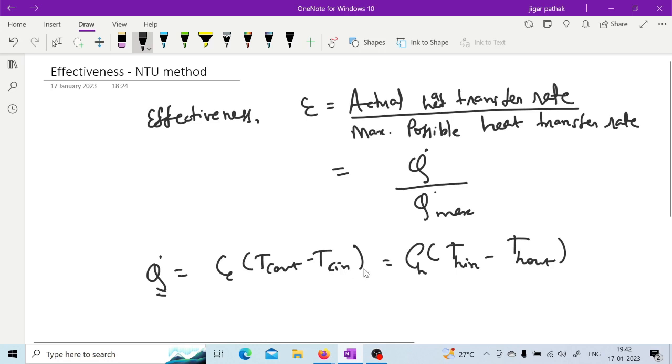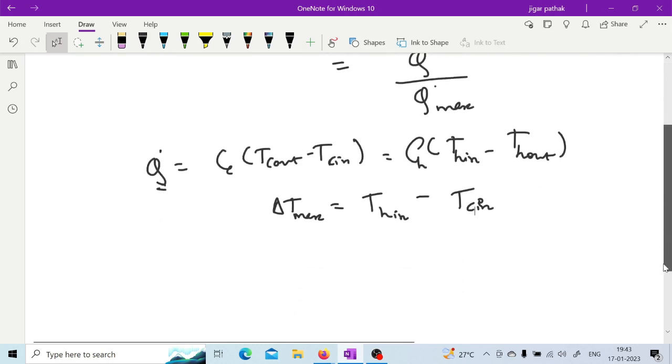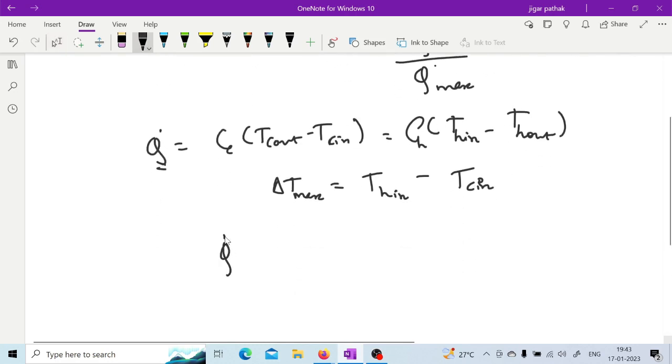Now what we need to define is the maximum possible heat transfer rate. The maximum possible heat transfer rate will come from delta T maximum, so you have to have an idea about delta T maximum. Where is delta T maximum? If you consider Th in minus Tc in, that will be the maximum temperature difference in the heat exchanger. So for maximum heat transfer rate, you have to consider this delta T max.